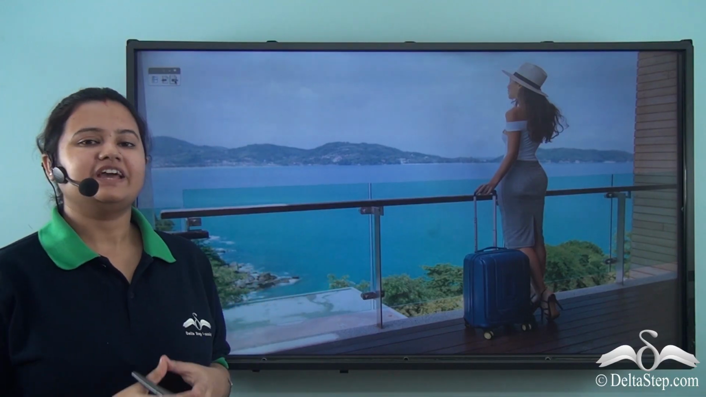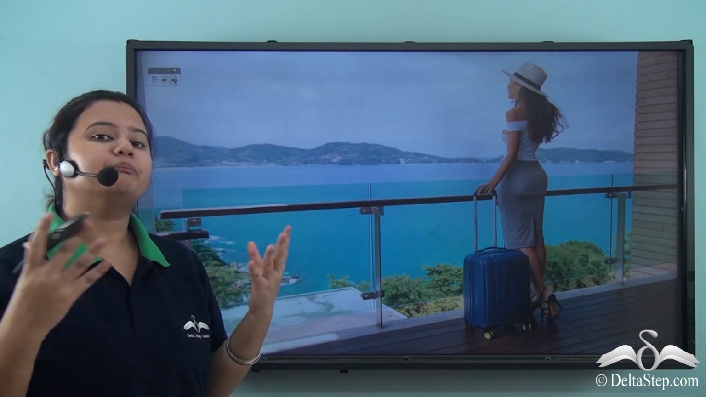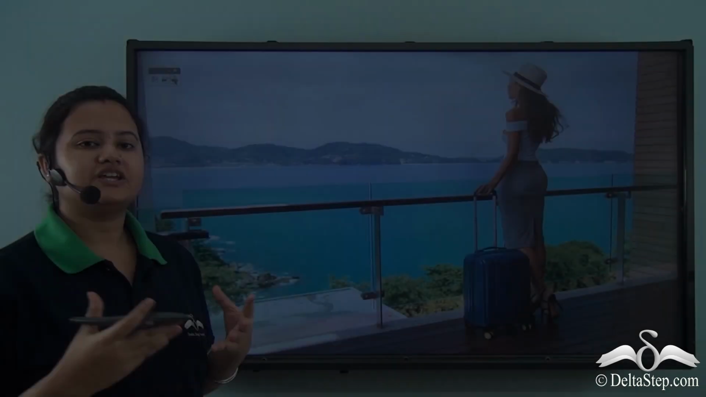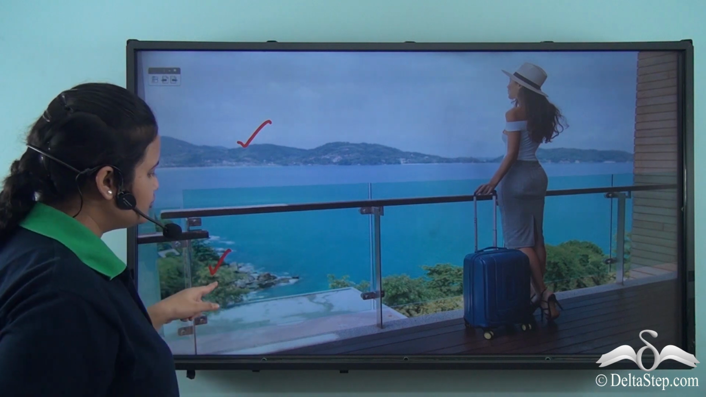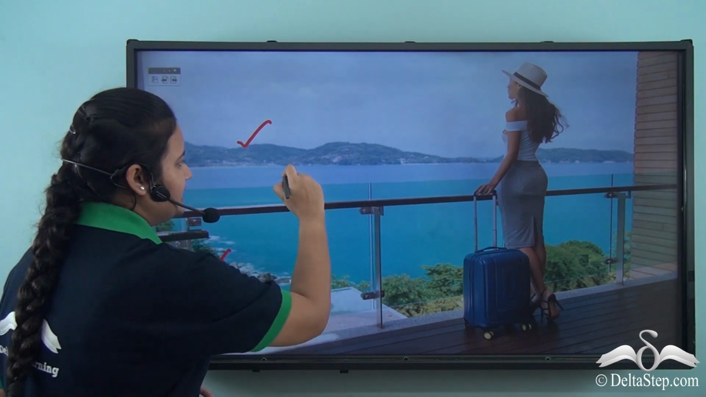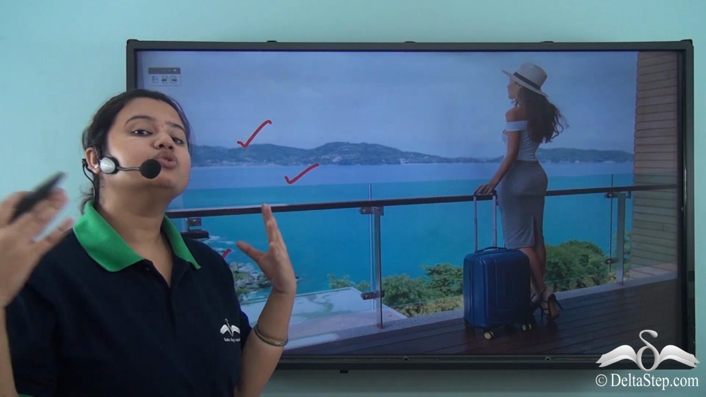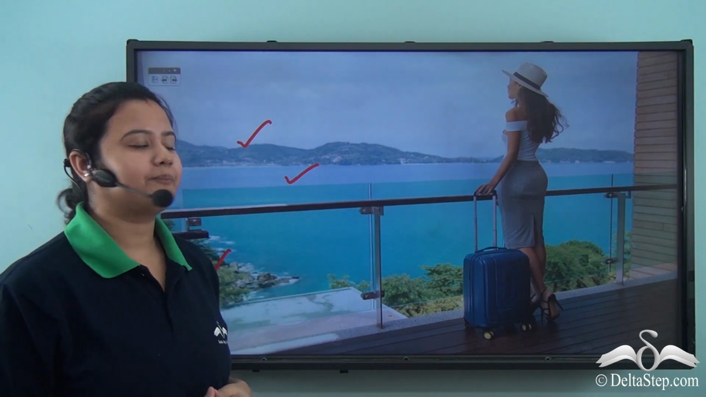Look at this picture. Here we can see that this lady is enjoying a beautiful view of nature. What can she see? She can see the distant hills, the beaches and the trees on the beaches, a vast sea, and she is also enjoying the cool breeze that is blowing around her, which we cannot see here.